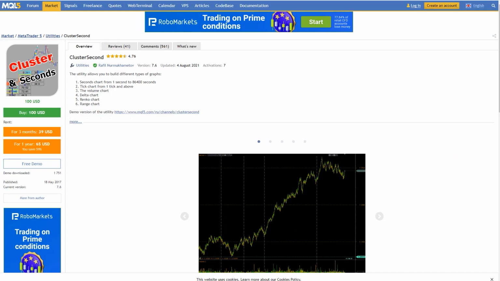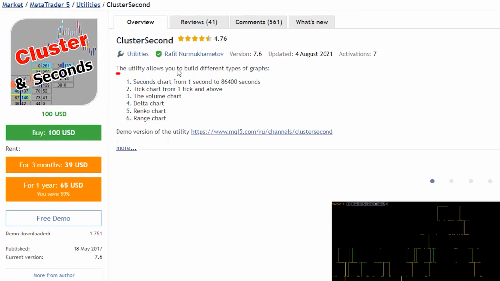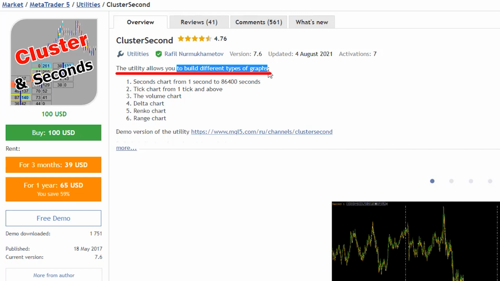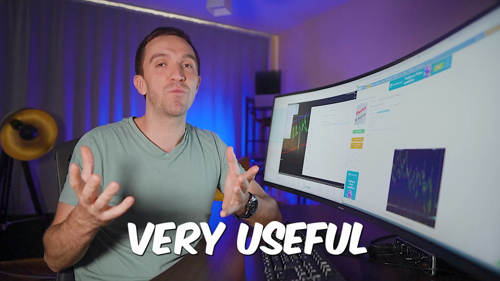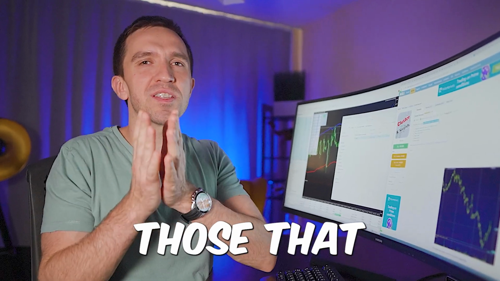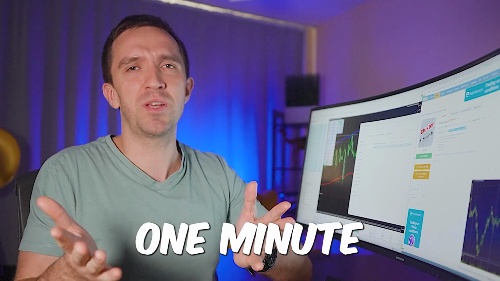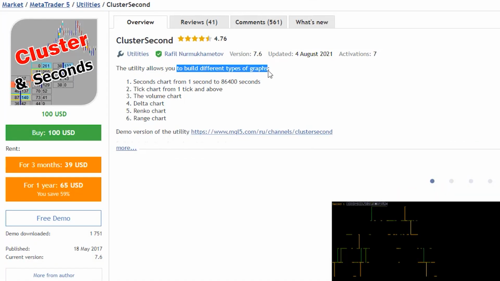And now let me go back to the fourth trading tool I have prepared for you. That is the Cluster Second, which costs $100 and it allows you to build different types of graphs. You can build seconds charts and tick charts, and this is very useful for scalpers, those that are trading on the very low time frames, where even 1 minute is not low enough, so you need seconds charts. The Cluster Second is a great tool for that.